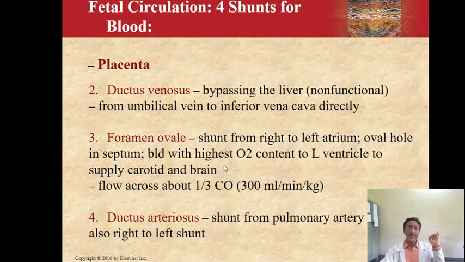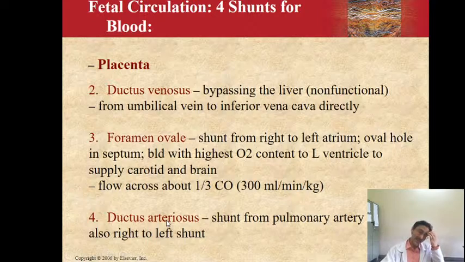Then there is another shunt which is called the ductus arteriosus, and this ductus arteriosus will shunt the blood from the pulmonary artery to the aorta. This is also a right to left shunt, where the blood coming from the superior vena cava passes through this ductus arteriosus, directly from the pulmonary artery, and goes into the descending aorta. So it is also called a right to left shunt.